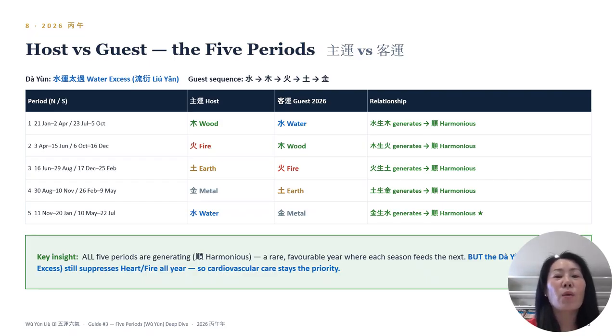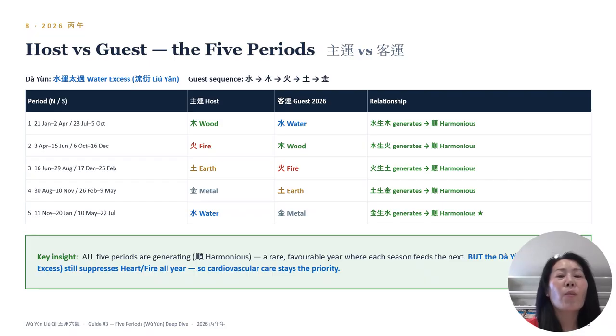Period 1, the host is wood, the guest qi is water, and water generates wood, so it's harmonious. Period 2, host fire, guest wood, wood generates fire, harmonious. Period 3, host earth, guest fire, fire generates earth, harmonious. Period 4, host metal, guest earth, earth generates metal, harmonious. And period 5, host water, guest metal, metal generates water, harmonious again.